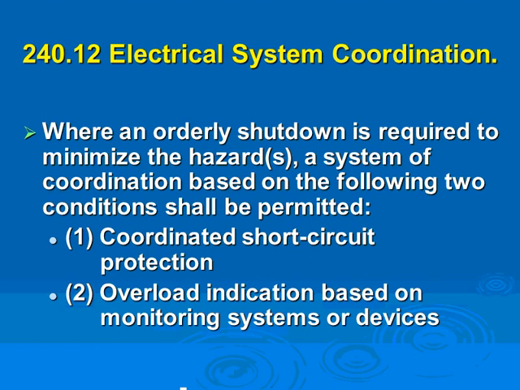Electrical system coordination, that's what we just talked about, where an orderly shutdown is required to minimize the hazard. A system of coordination based on the following conditions shall be permitted: coordinated short circuit protection or overload indication based on monitoring systems or devices. Hospitals are a good example. Emergency systems require overcurrent protection, required by code. Hospitals have essential systems and require an emergency system.